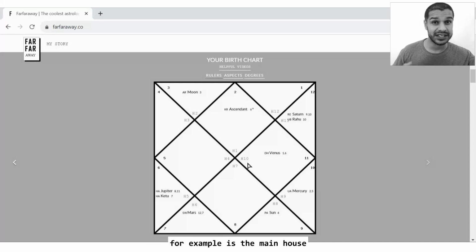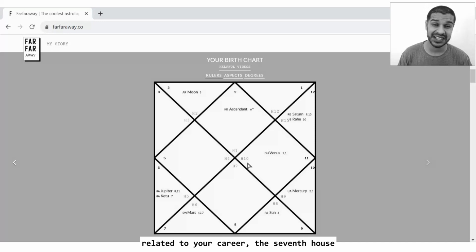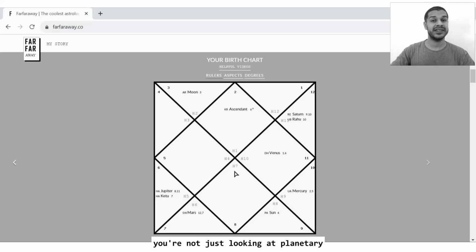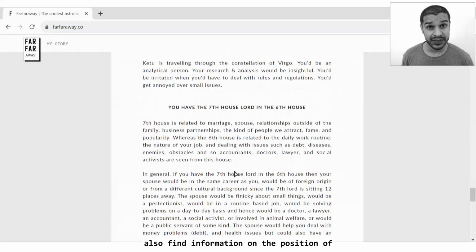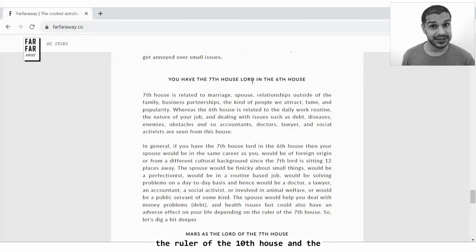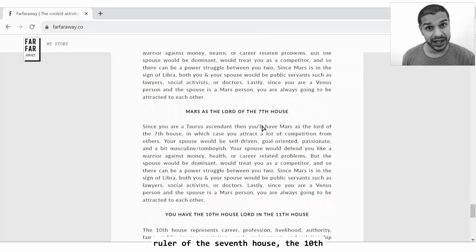The 10th house, for example, is the main house related to your career. The 7th house is the main house related to marriage. So you're not just looking at planetary positions, you also have the context. In the story section, interestingly, you'll also find information on the position of the ruler of the 10th house and the ruler of the 7th house.